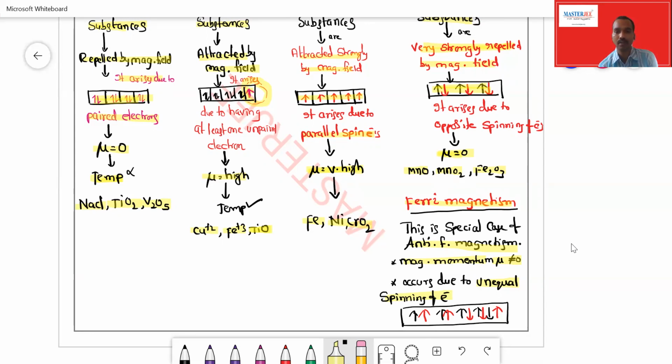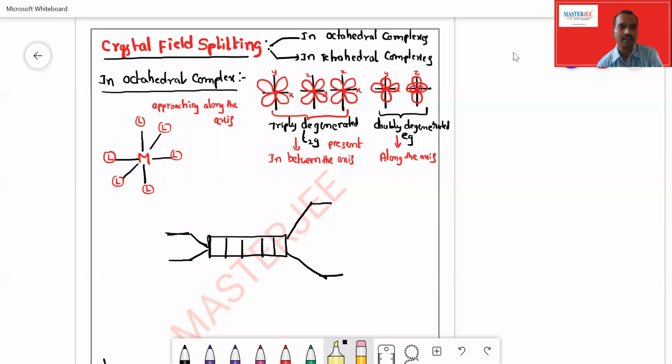Next topic is crystal field splitting. The splitting of d orbitals in transition elements in their complex compounds happens in two ways. In octahedral complexes, the splitting will take place. In tetrahedral complexes also, the splitting of d orbitals will take place. This is about the central metal atom I'm discussing here. The central metal atom's d orbitals split because of the approach of ligand orbitals.